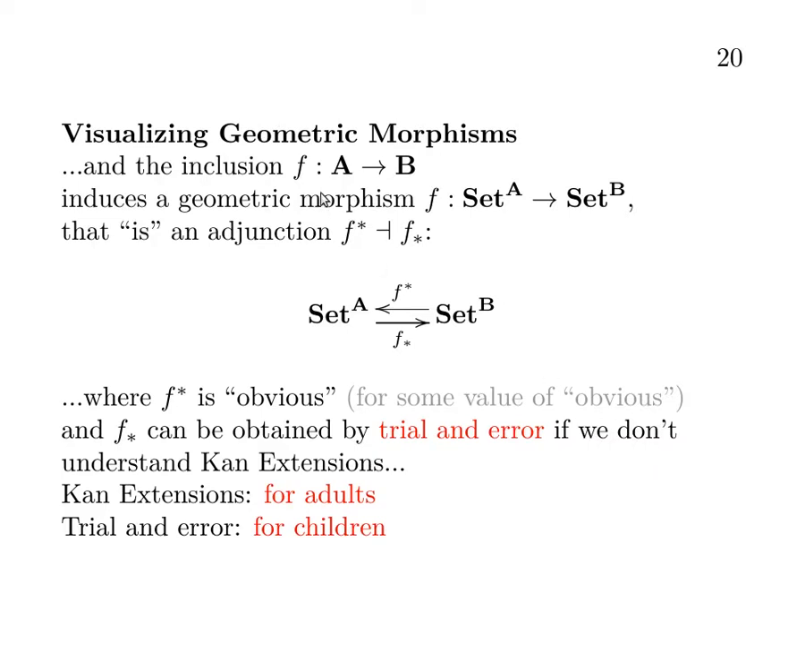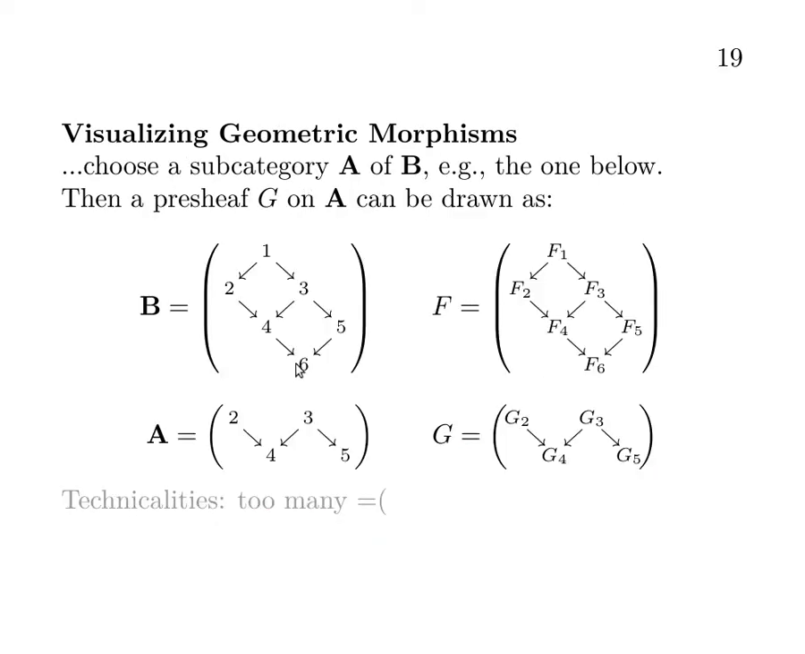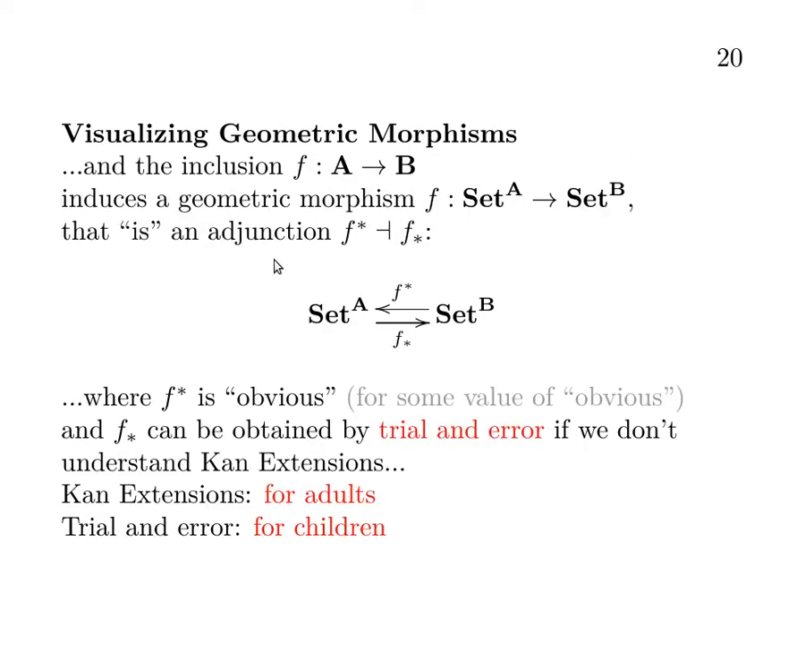And the inclusion F between this smaller category and this bigger category induces a geometric morphism that we also call little f from the category Set^A to the category Set^B. And if we look at the details of the definition, the geometric morphism is an adjunction between two functors. We can draw it like this.